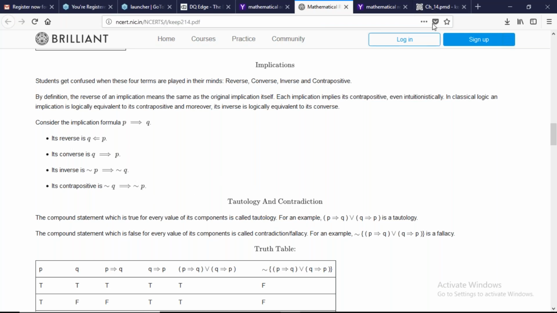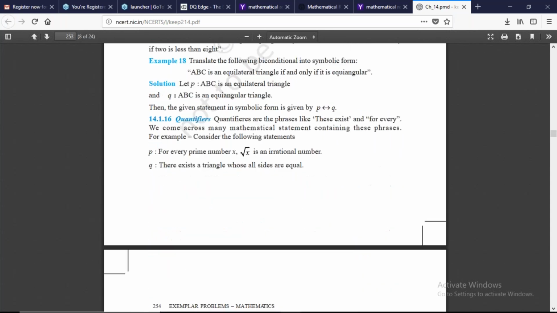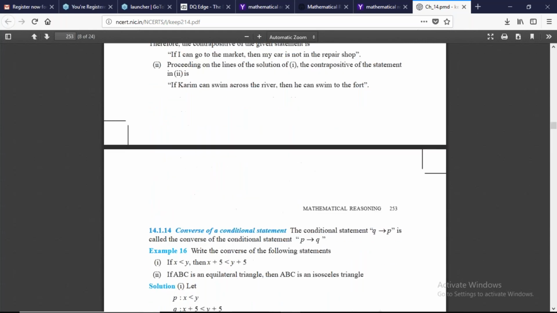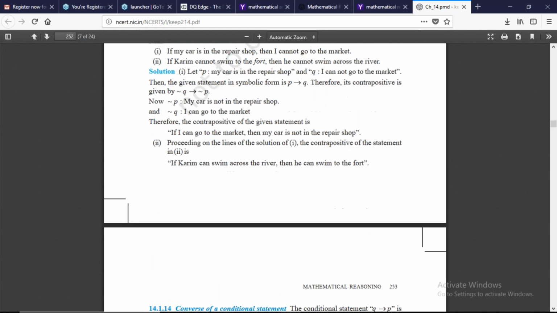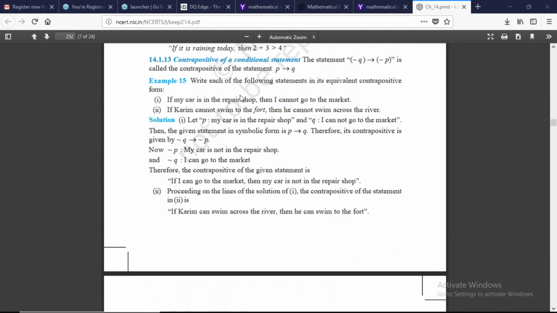I'll just give you an example quickly. Take this example. Can you see this? The given statement is: if my car is in the repair shop, then I cannot go to the market. You guys are able to see? It says if my car is in the repair shop, then I cannot go to the market.